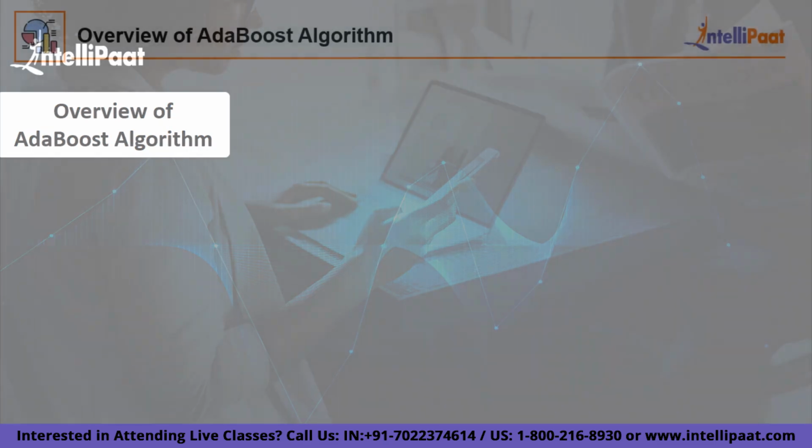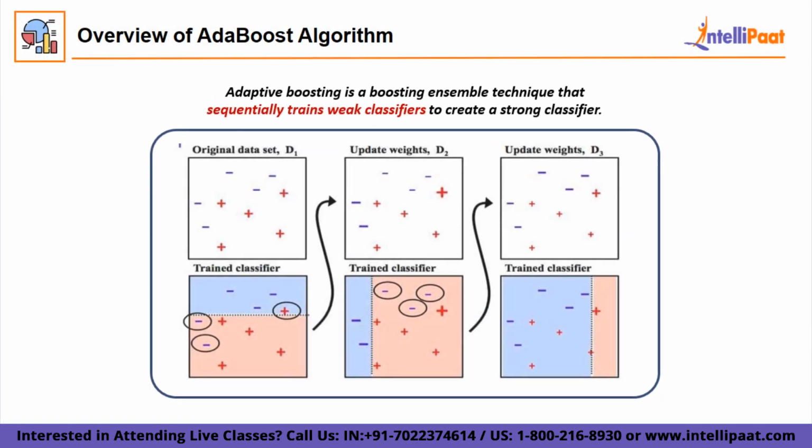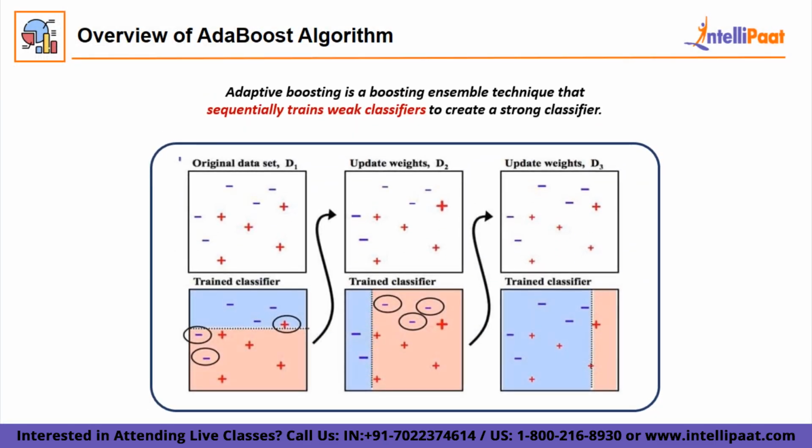So we know that AdaBoost, or adaptive boosting, is a boosting ensemble technique that combines multiple weak classifiers to create a strong classifier. The idea behind boosting is to sequentially train weak classifiers or weak learners and focus on the instances that are challenging to classify correctly.